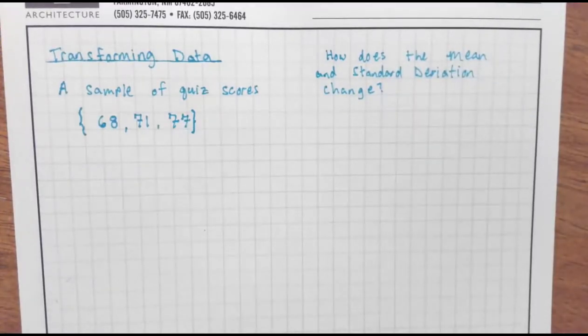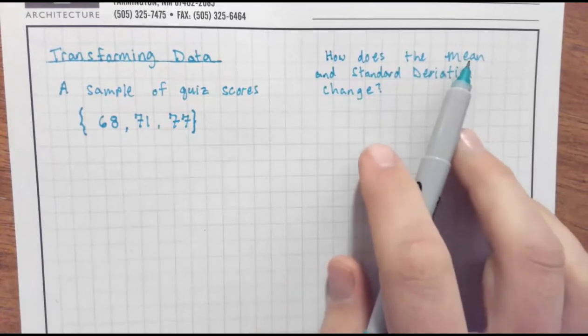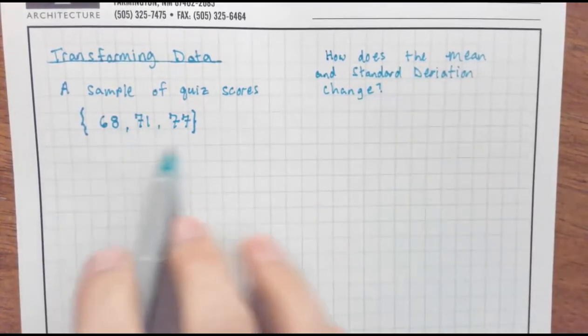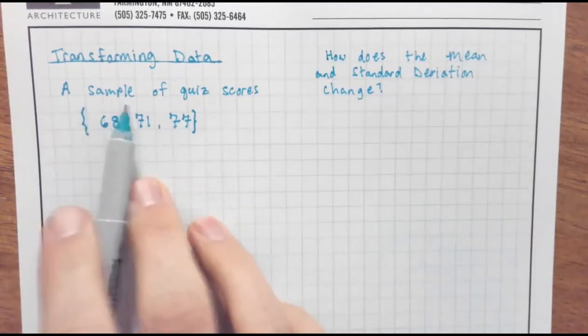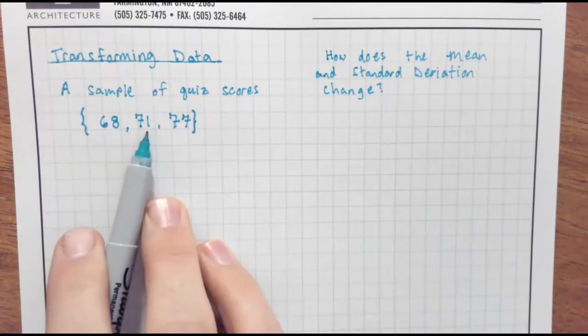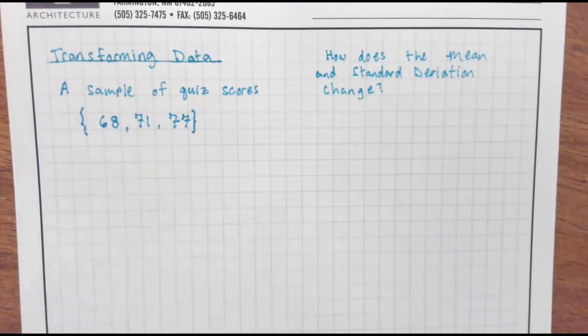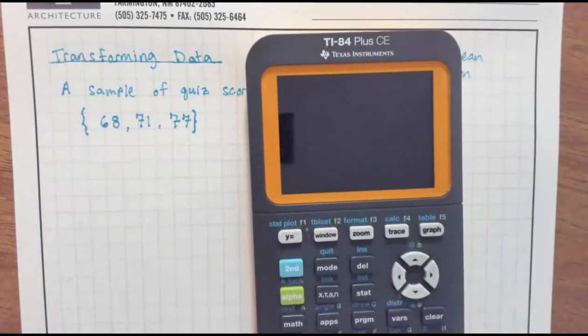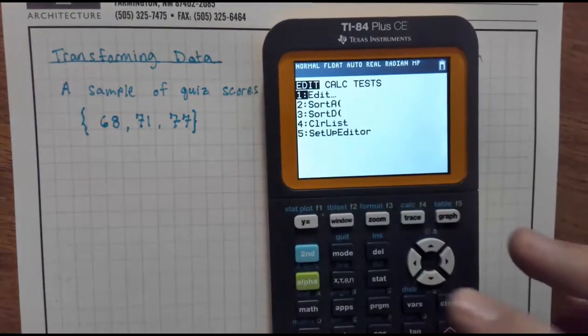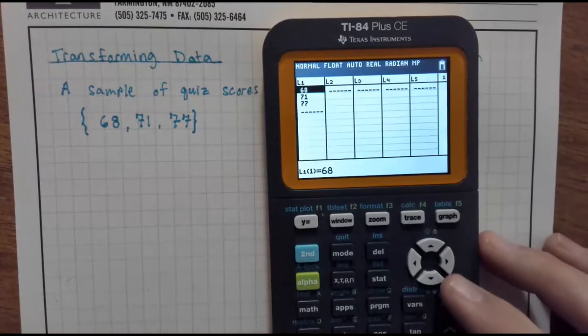We are going to look at transforming data today, and specifically, we're going to look at what happens to both the mean and the standard deviation whenever we change these values. So I've got a sample of quiz scores. We have a student that scored a 68, a student that scored a 71, and also a student that scored a 77. On the calculating device, you can put these three values into a list like I did.